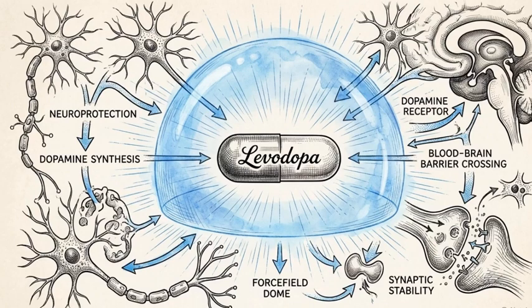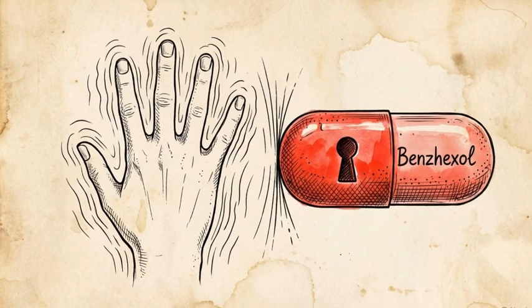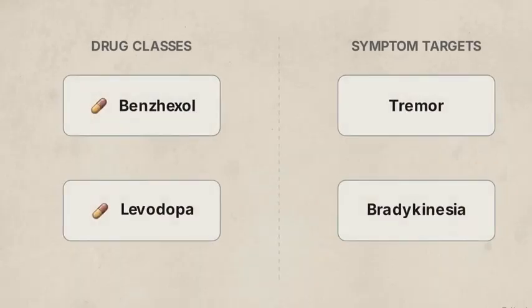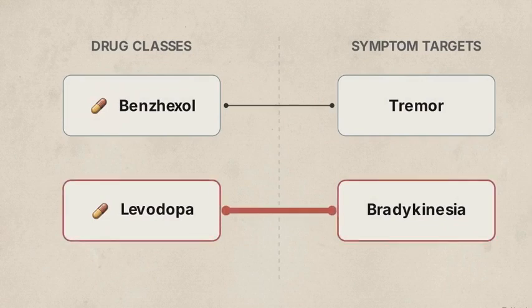For the core symptom of bradykinesia, the gold standard treatment is levodopa, administered alongside a decarboxylase inhibitor to prevent premature breakdown in the bloodstream. However, other agents have strictly defined niche roles. Anticholinergic drugs, such as benzhexol, are indicated solely for tremor control. This grid maps the strict relationship between drug classes and symptom targets. Benzhexol routes directly to tremor, while levodopa is required to target bradykinesia.